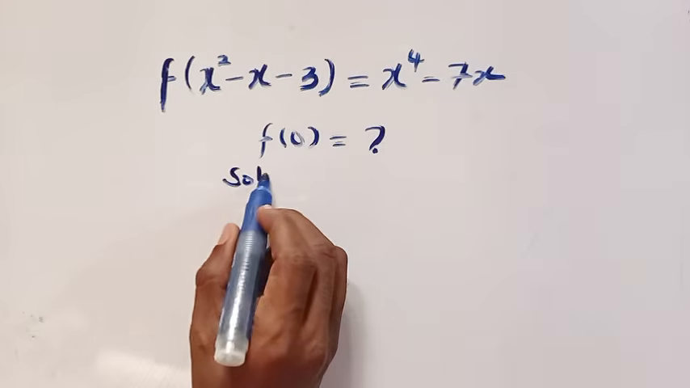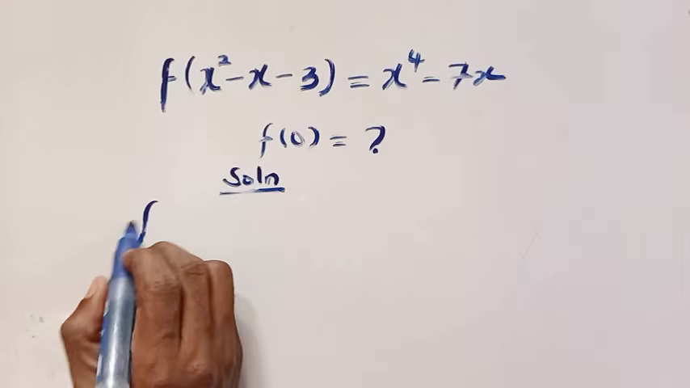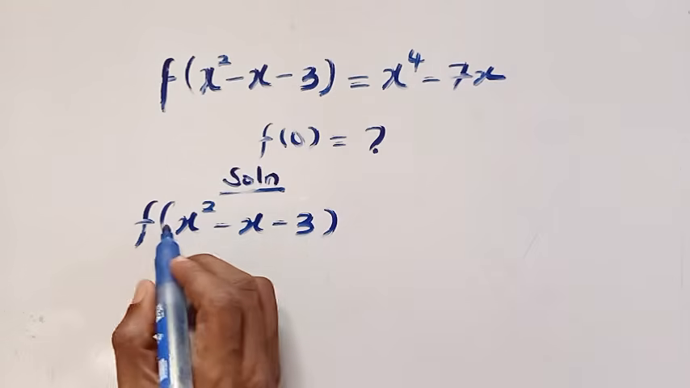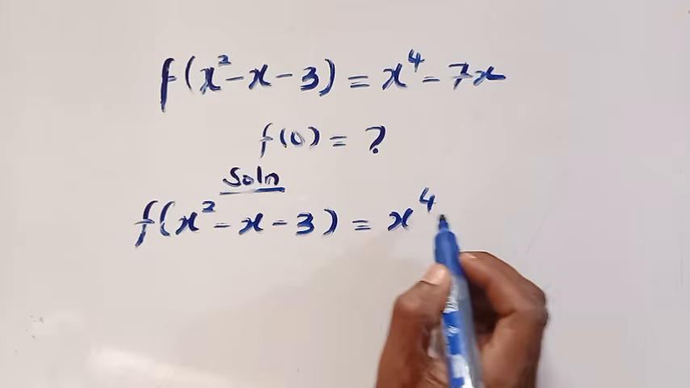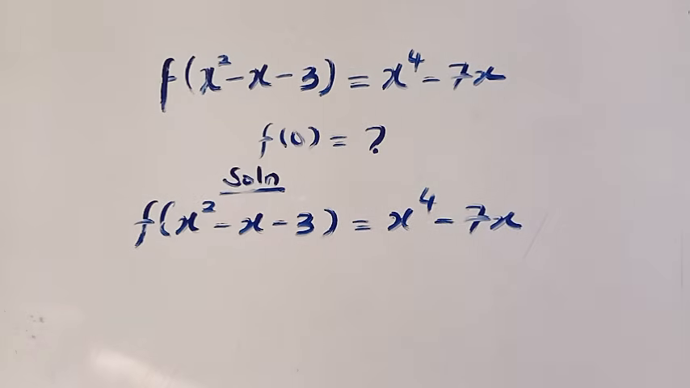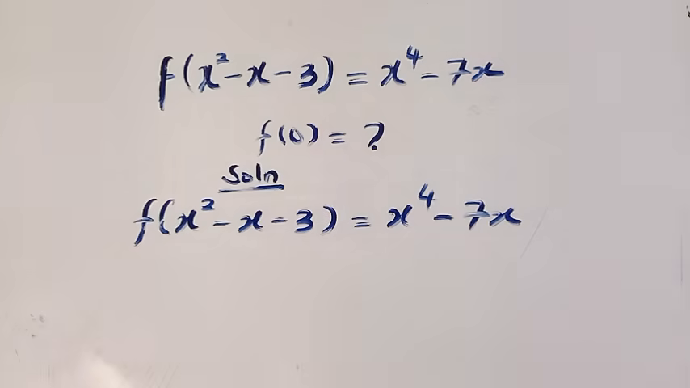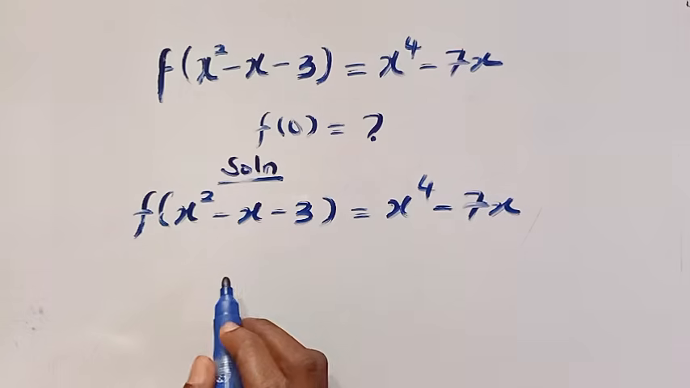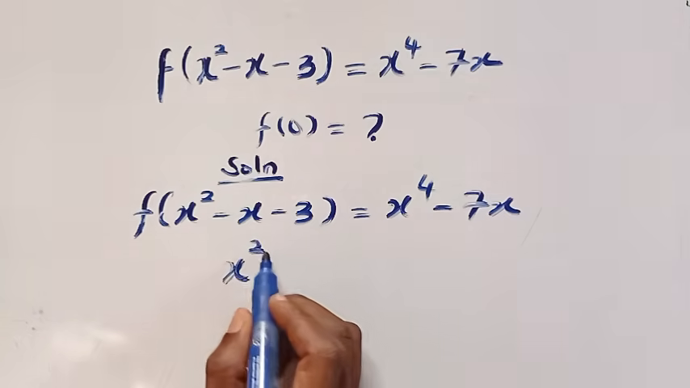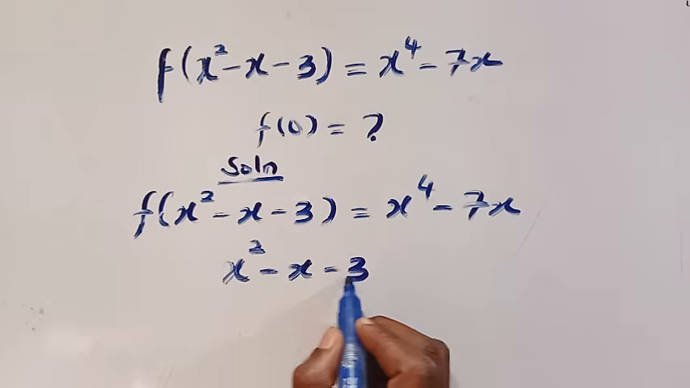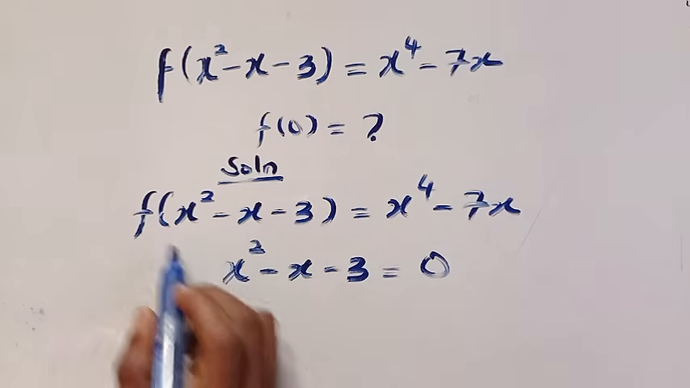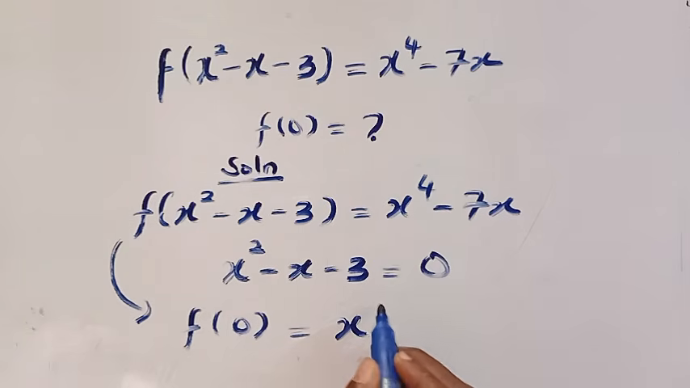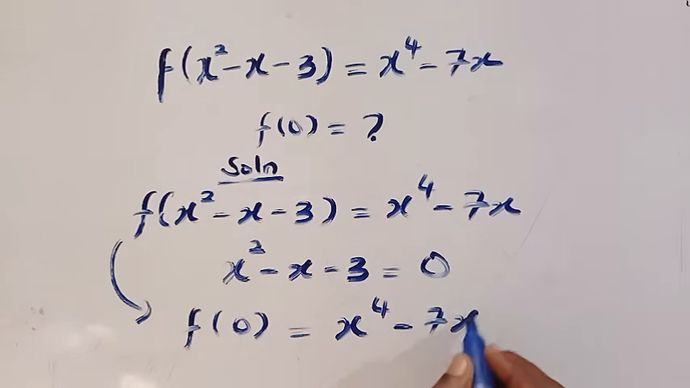Let's consider the solution. From the given equations, we have f of x squared minus x minus 3 equals x to the power of 4 minus 7x. These are the given equations, and we want to find f of 0. So what to do is, if I set my argument, which is x squared minus x minus 3, to be equal to 0, therefore the whole of this becomes f of 0 equals x to the power of 4 minus 7x.